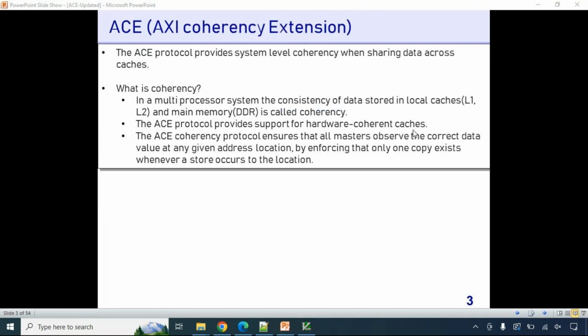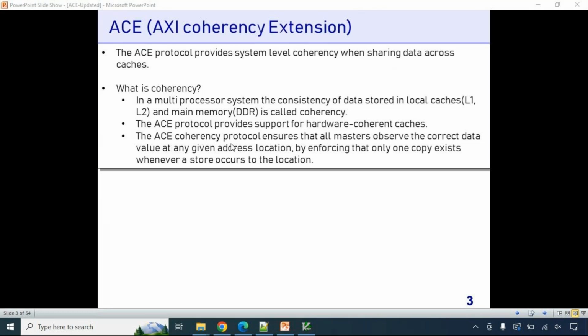ACE provides support for hardware coherent caches. Cache coherency can be achieved in 2 ways. One is software-based coherency, and one is hardware-based coherency. Hardware-based coherency is the optimal approach, where the coherency is implemented by means of the hardware implementation. Software coherency is taken care of by the processor instructions.